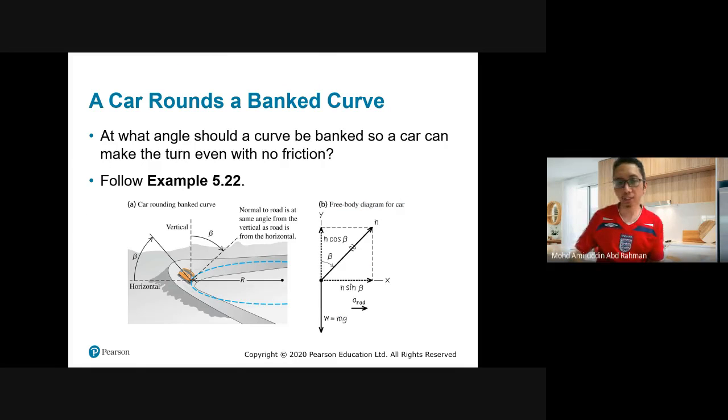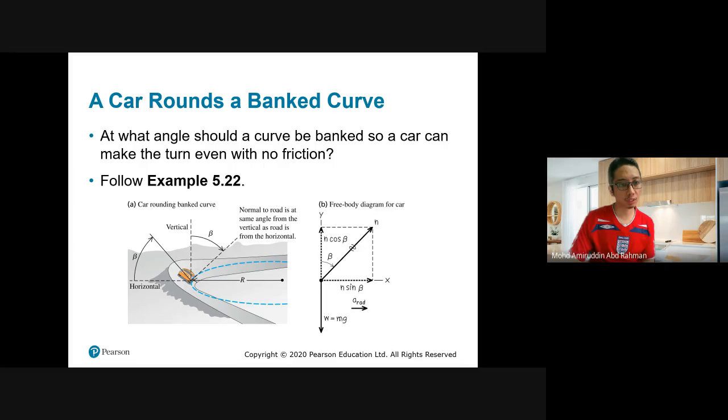All right, let's see. We have a car, which is in circular motion. So we have a car rounding a bend. At what angle should a curve be banked? A car can make the turn even with no friction. Let's say we have an example here: a car rounding a banked curve.